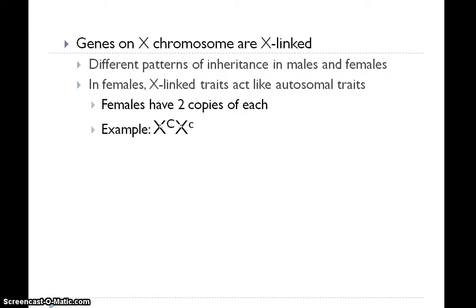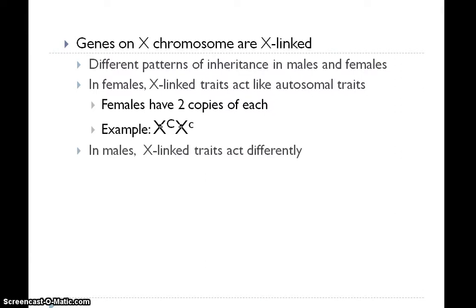It might be written something like this. You always write the X, that's the chromosome, and then as a superscript, you write the allele. Here's an example of a female that is heterozygous: X big C, X little c. Again, notice you write the X and then the allele as a superscript.